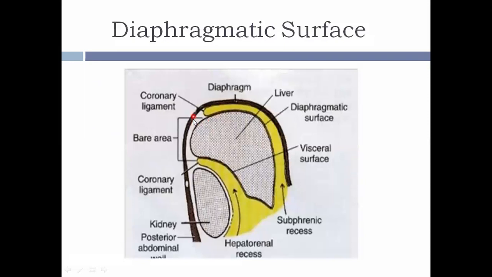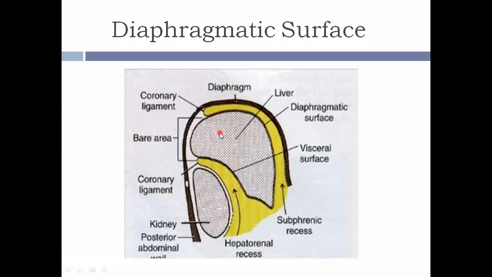So this is the diaphragmatic surface. We'll get oriented to this diagram first. This is the anterior direction and this is the posterior direction. This is superior and this is inferior. This is the diaphragm. The part of the liver that is covered by the diaphragm is called the diaphragmatic surface.